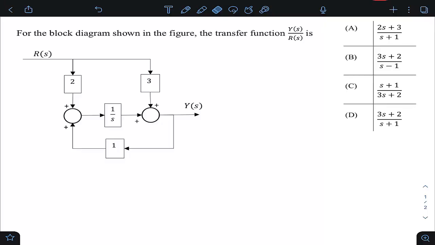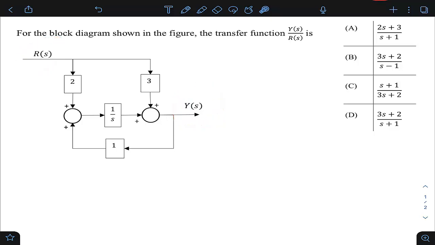This question was asked in GATE 2023 of electrical. This is from the control system subject and from the block diagram algebra topic. The question is, for the block diagram shown in the figure, the transfer function Y(s)/R(s) is. So this is Y(s), this is R(s), and we are supposed to find this ratio.